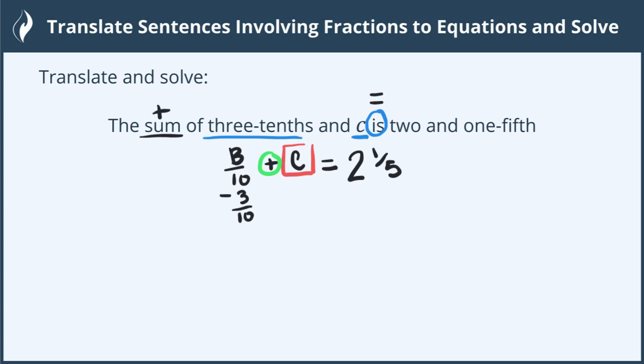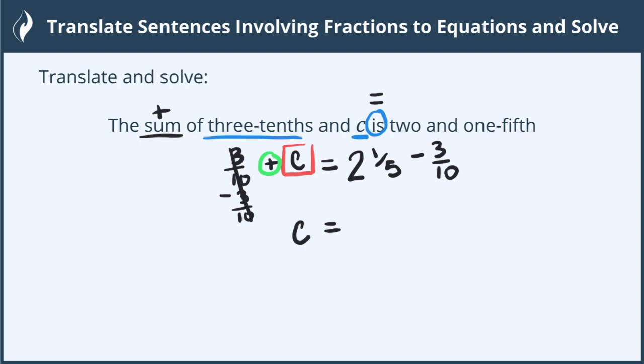3/10 minus 3/10 is 0. 0 plus c just leaves me c on the left-hand side of the equation, and I've isolated it. But I can't just go around subtracting 3/10. I have to do it on both sides. So I'm going to subtract 3/10 from the right-hand side of the equation as well. That keeps the equal sign completely balanced.